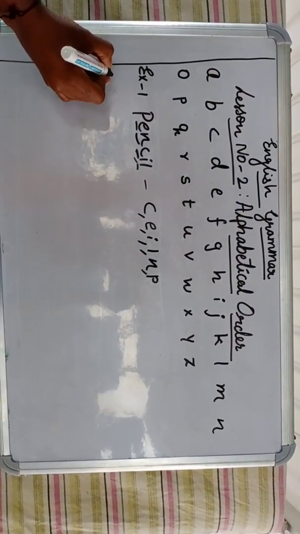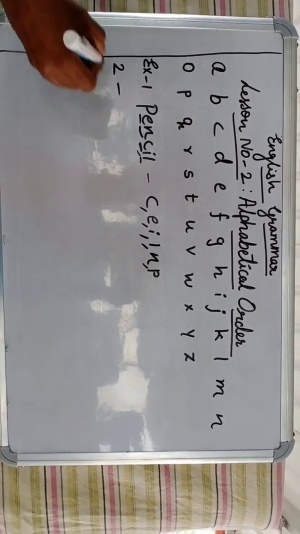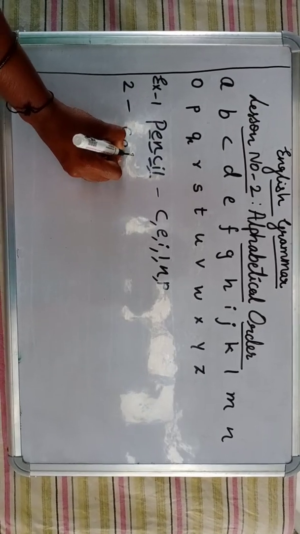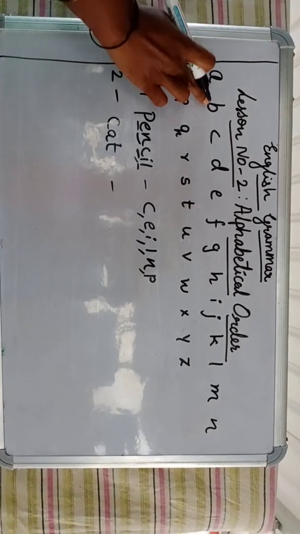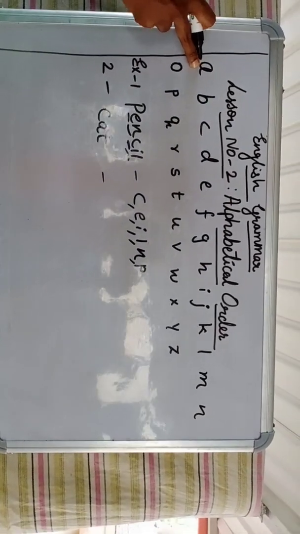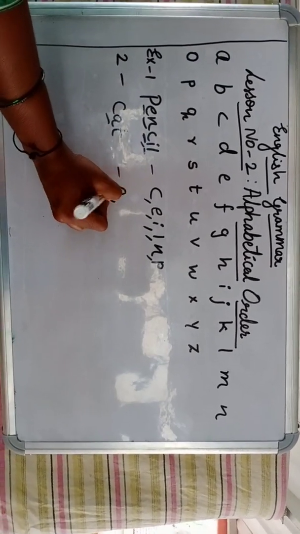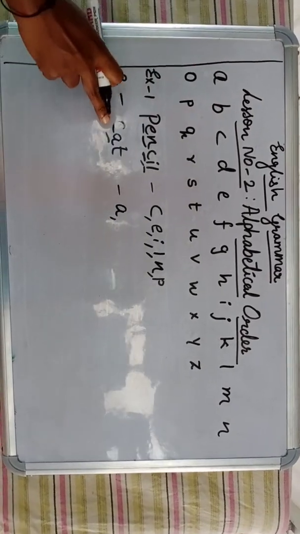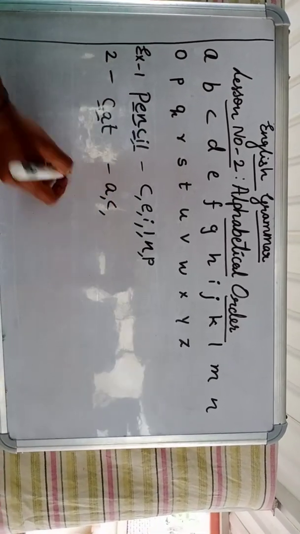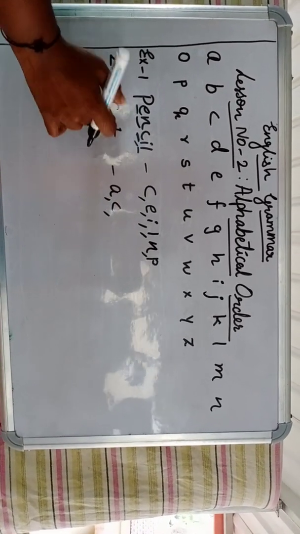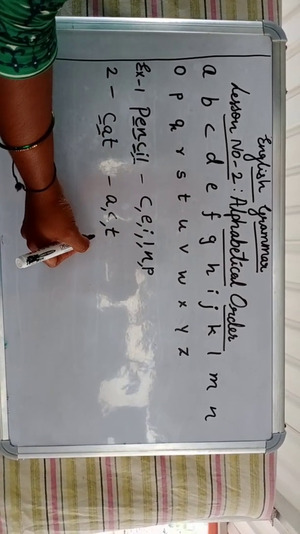So let me give you the second example, that is cat. What is it? Cat. C-A-T, cat. So here you have to search the spellings. Is A there in this word? Yes, it is there. So write the A here. Next, B is there? No. C is there? Yes, it is there. Write it. And the remaining letter is what? T. So last is T. So here you complete it in alphabetical order.